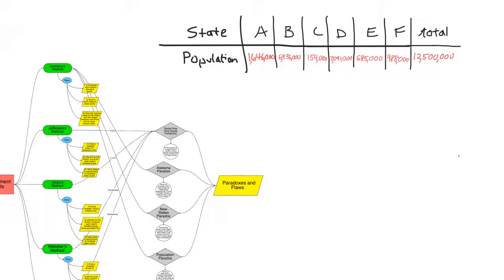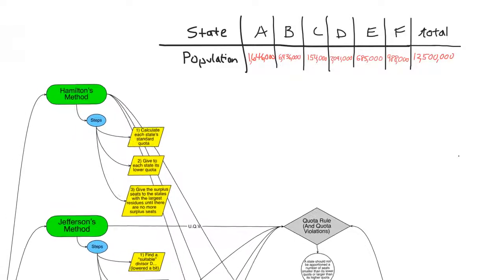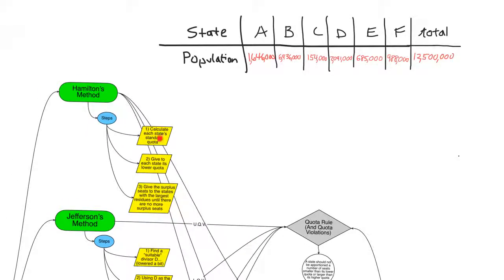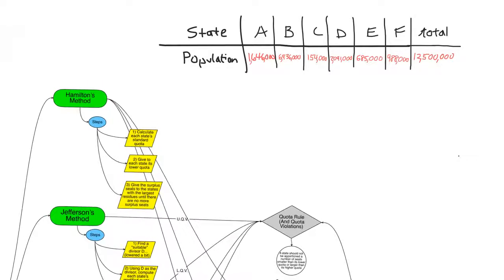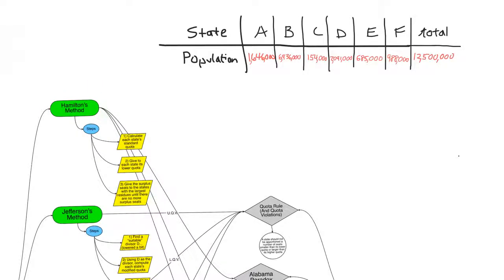So let's be clear, Hamilton's method, like all these other methods, are methods used to at least attempt to fairly assign a certain amount of seats of Congress to each state, depending on the population that the state has. Now, if we're to listen to the steps involved with Hamilton's method, once again, we're going to be calculating each state's standard quota. So let's actually do that right now. Once again, the standard quota is what you get when you divide the state population by the standard divisor, right? State population by the standard divisor.